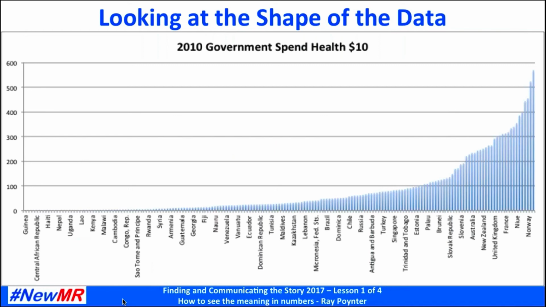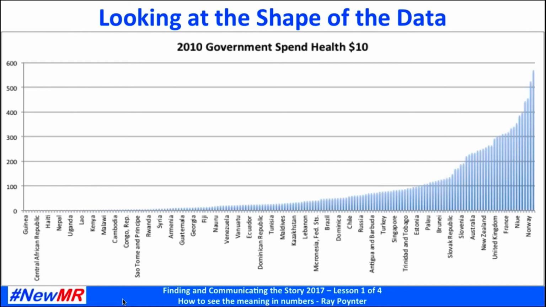Something I do quite frequently, you're going to see it again later on when I look at the automation data, is I look at the shape of the data. So what I've done here is I've simply plotted the 2010 government spend all the way along, and actually I've not even got the name of every country visible because I'm not interested in which country is which for this analysis. For this analysis, what I want to do is to look at what shape the data is.